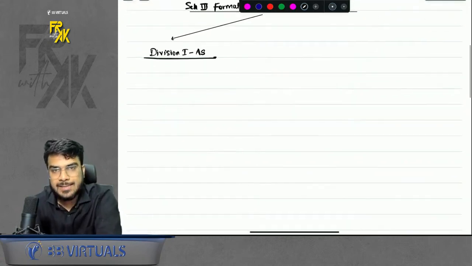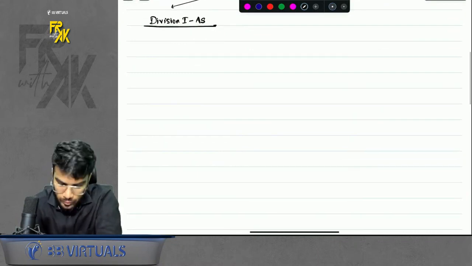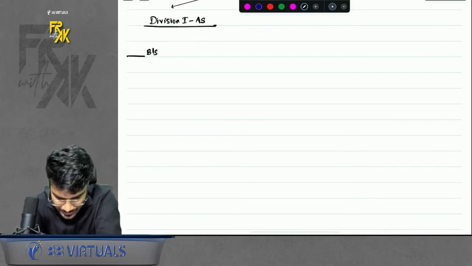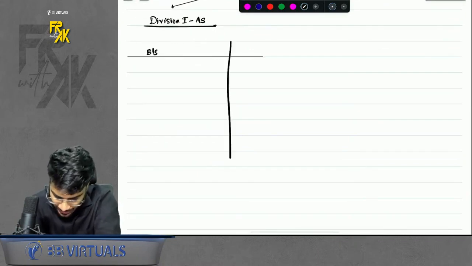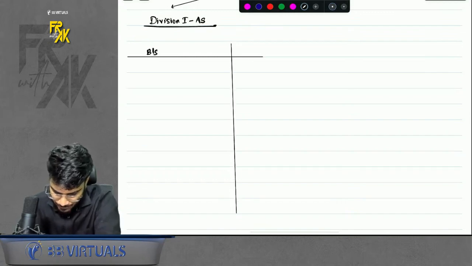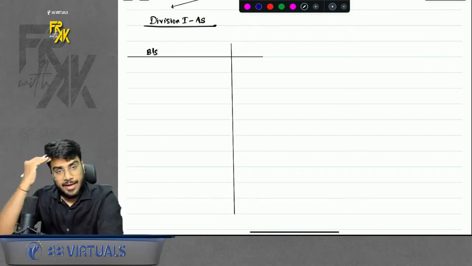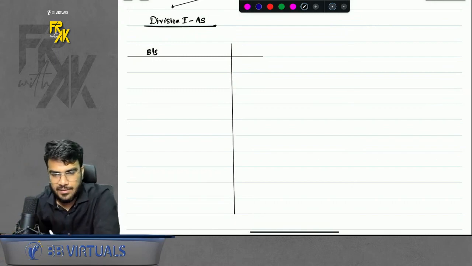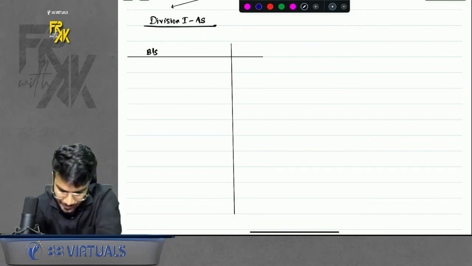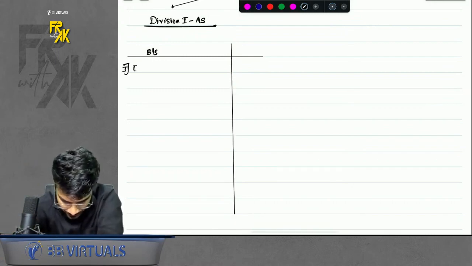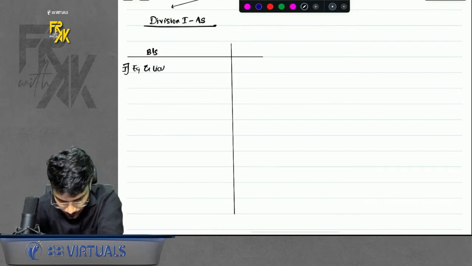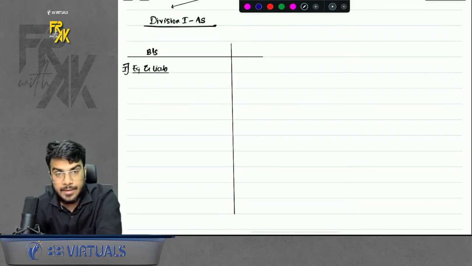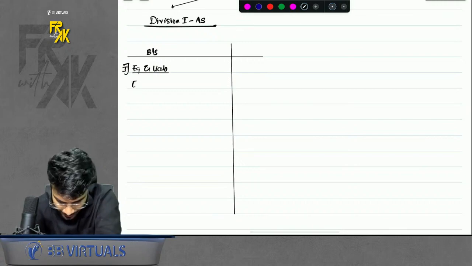Let's proceed. Now, what used to be the format under AS? Can you tell me by which heading we used to start under AS? From which heading we used to start under AS? Perfect answer, we used to start with equity and liabilities, right? So first of all, we will write equity and liability.